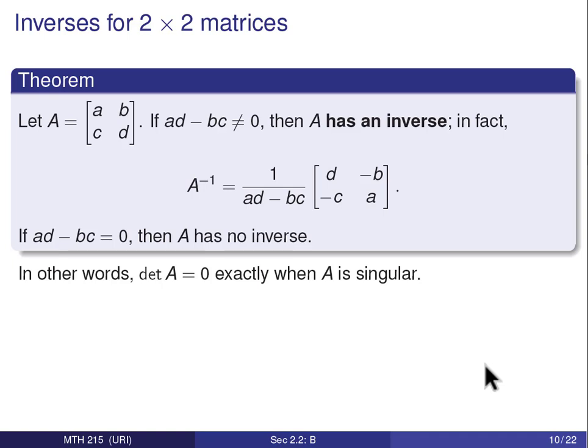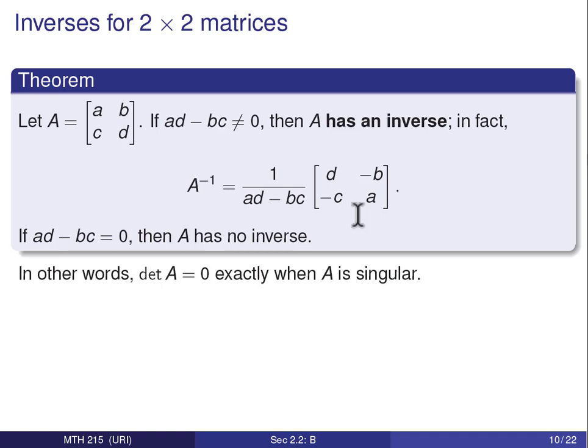For 2 by 2 matrices, we have this theorem. Suppose that A is a 2 by 2 matrix with entries a, b, c, and d. As long as ad minus bc is not equal to 0, then A definitely has an inverse. In fact, here's a formula for it. So remember, we just saw this. This is the determinant. If the determinant of A is not 0, then there's a formula for the inverse. And the formula says take 1 divided by ad minus bc. So 1 over this number, and we're guaranteed that this fraction is not undefined.